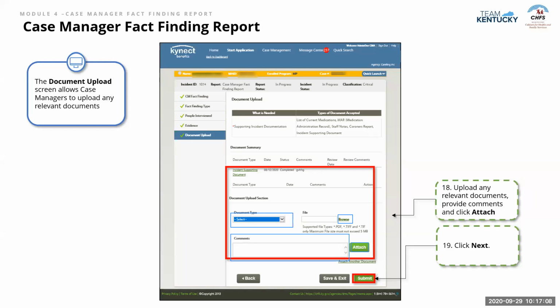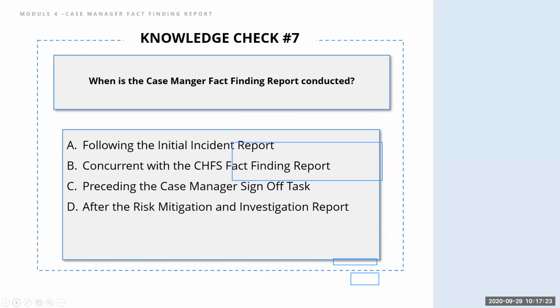Once they clicked attach, that would populate right up here in the document summary section. And if they wanted to add additional documents, they could click attach another document. Once all of that has been completed, they would go ahead and click submit. And that would bring the case manager through the entire case manager fact-finding report.